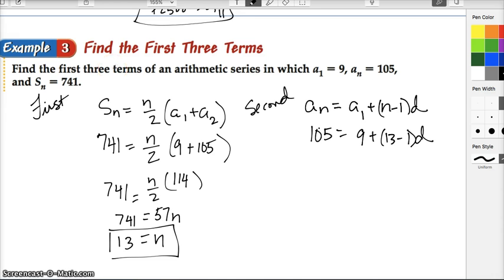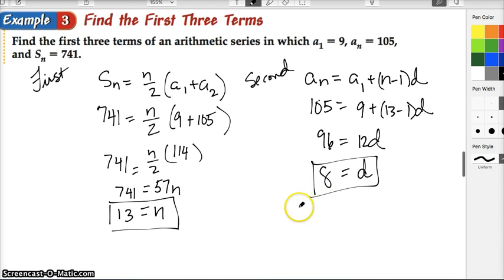So a little bit of math again, and we get that the common difference d is equal to 8. So now we know our starting point, which is important, and now we can find the first three terms. So 9, 17, and 25.